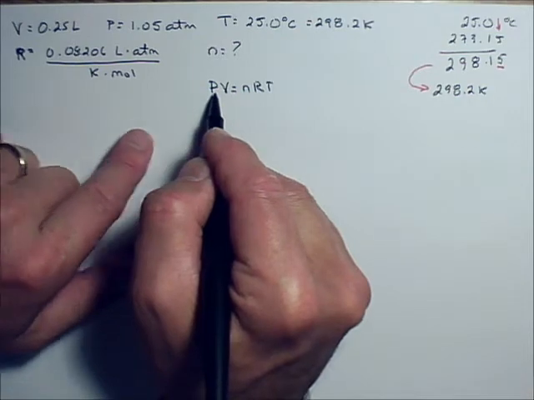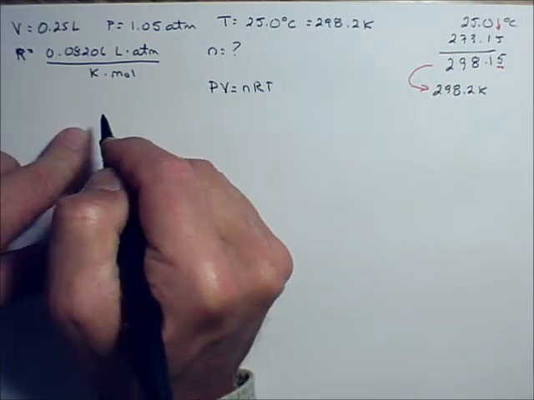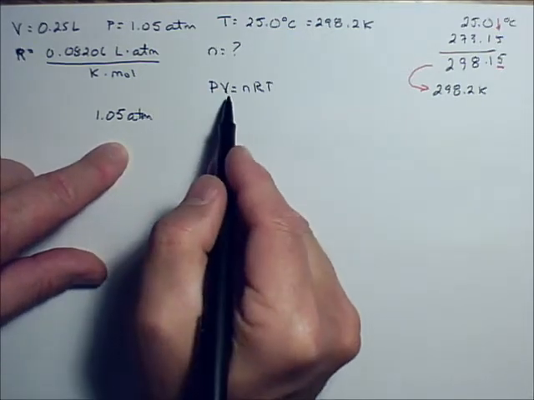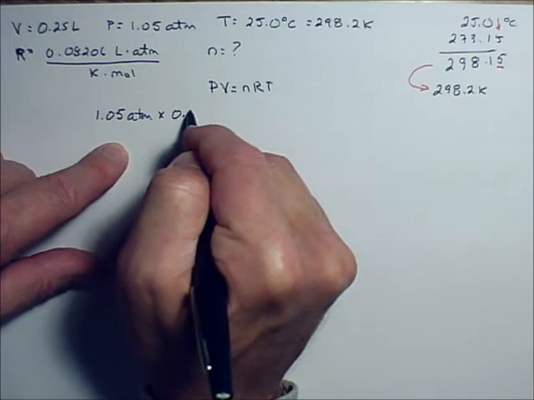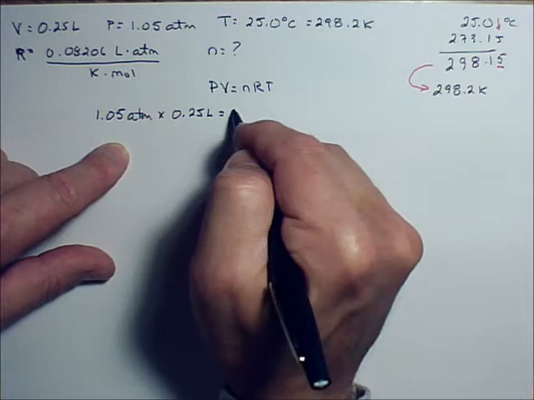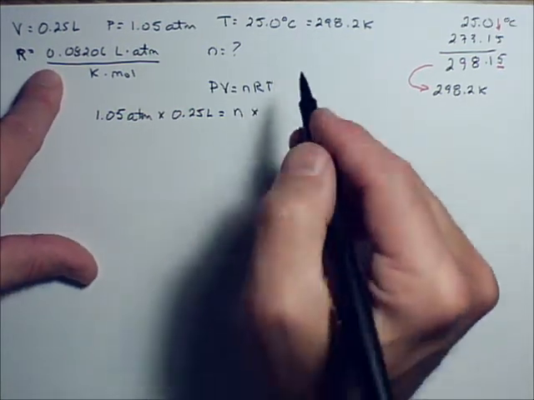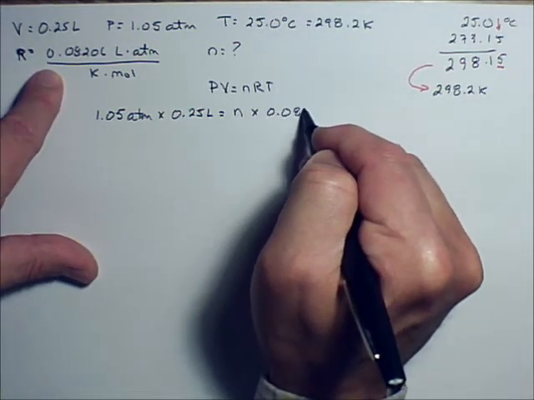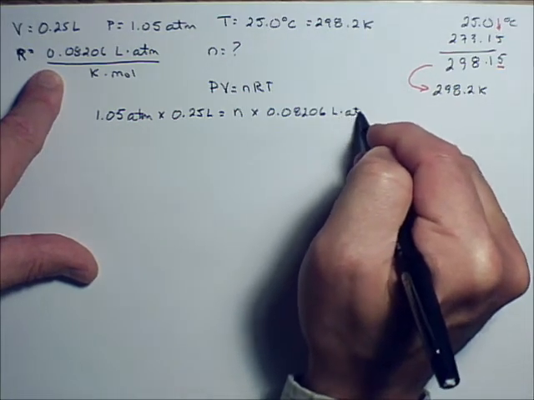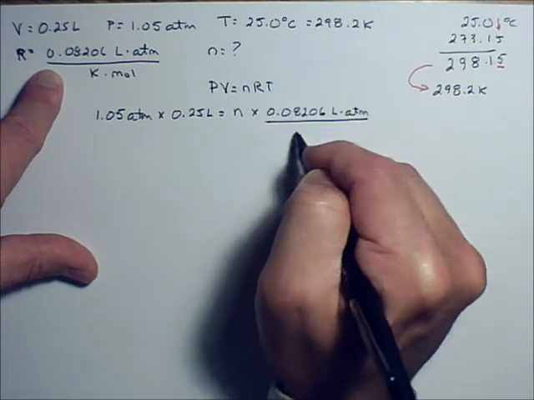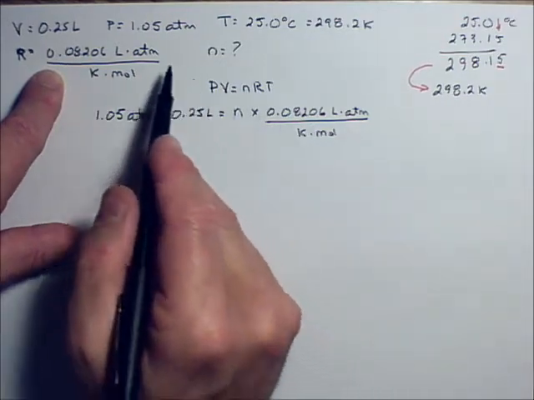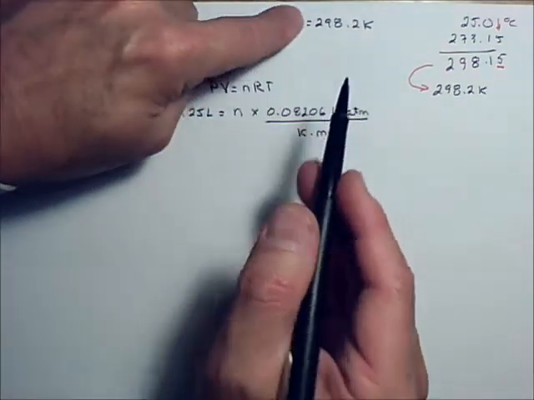All right, so let's start with P. We've got 1.05 atmospheres. We're going to multiply it times the volume, which is 0.25 liters. We're trying to find N, and we don't know that yet. Multiply that times R, 0.08206 liters times atmospheres over Kelvin times moles. And the last part is T, so that's 298.2 K.